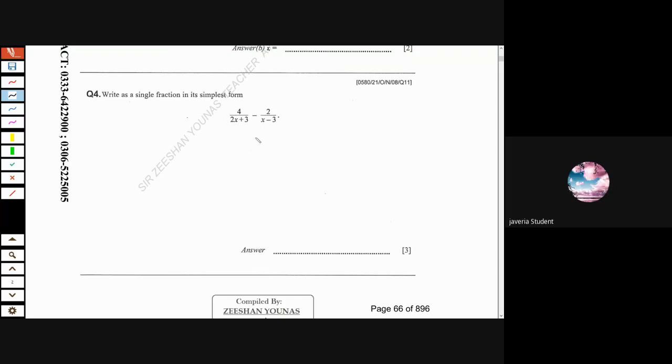Sir, case 2. Why? Because there is 2x plus 3 and we can't multiply them, so we will write them in brackets. Very good. Case 2 was when we have 2 different denominators. So the LCM for this one would be 2x plus 3 into x minus 3. I'm going to keep it written in the product form. I'm not going to expand it, okay?